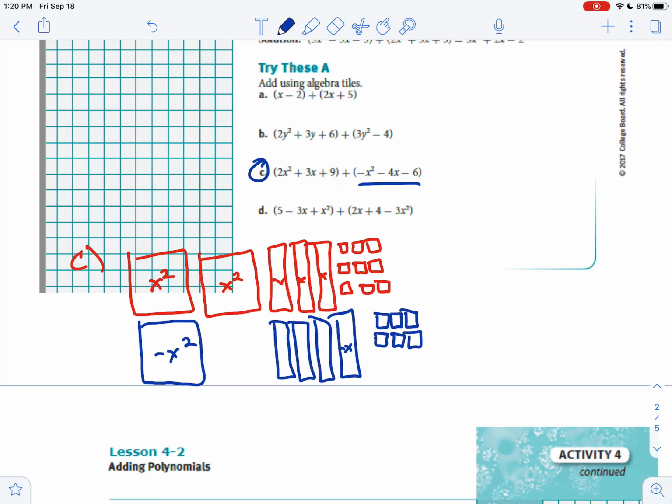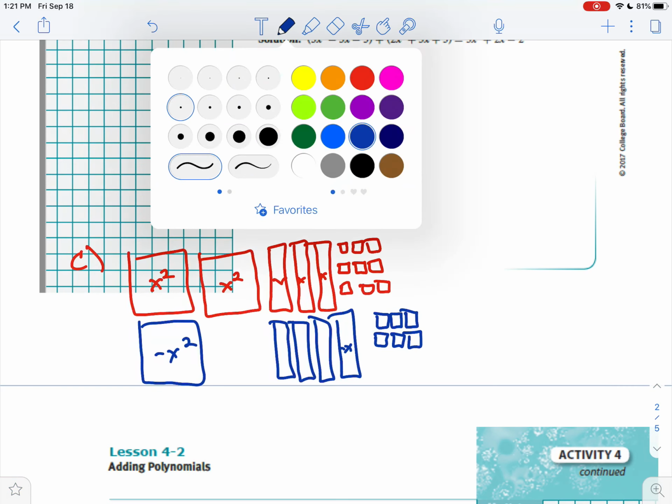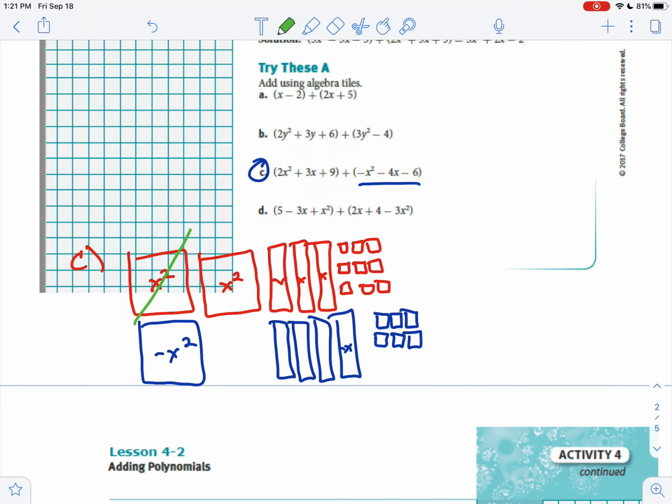Okay, and now we can eliminate any positive x squareds with negative x squareds, and that's what we consider our zero pairs. So those are gone. We're left with 1x squared. And then we had 3 positive x's, and we can get rid of 3 negative x's. That'll make 0. We'll be left with 1 negative x. And then we have 6 negative 1s, and we can get rid of 6 negative 1s, and we're going to be left with 3 negative 1s.